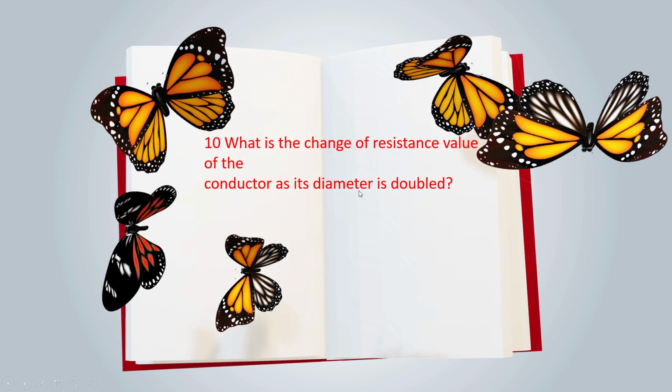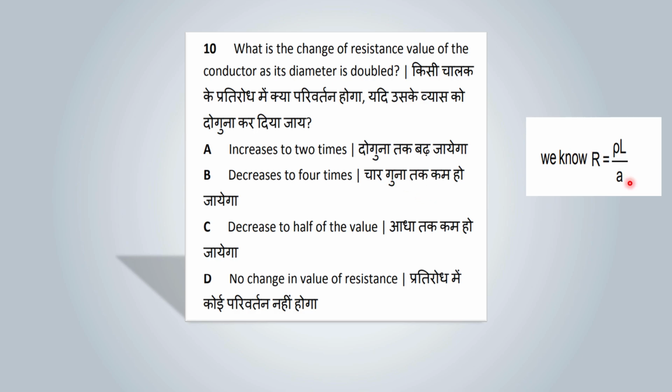What is the change of resistance value of the conductor as its diameter is doubled? So friends, resistance is inversely proportional to the area of cross section. If the area is doubled, the resistance decreases to half. Here the diameter is doubled, which means its resistance is decreased to 4 times, right?